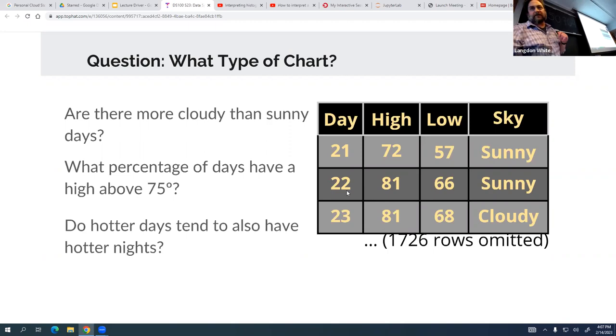There's one more. Do hotter days tend to also have hotter nights? We're not looking for the answer to the question, but what graph would I use to figure out the answer? A scatter plot? I think that seems reasonable. Why would you use a scatter plot? Right, so you're comparing two numerical data sets in a sense. And so you can put them on a scatter plot and it will show you their relationship, right?